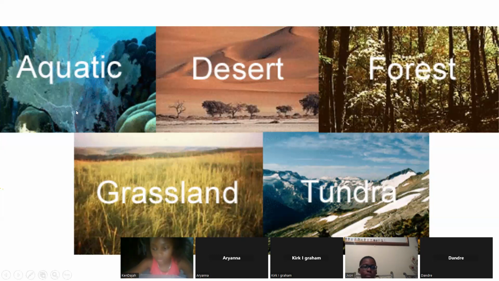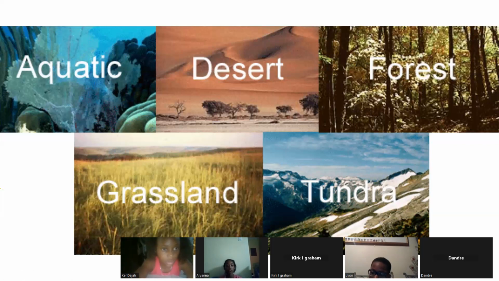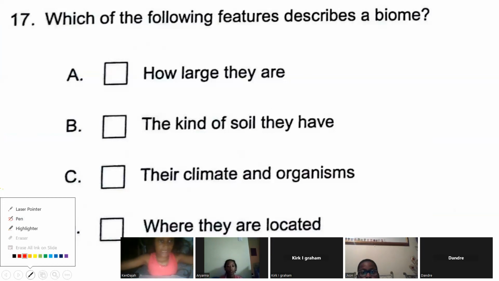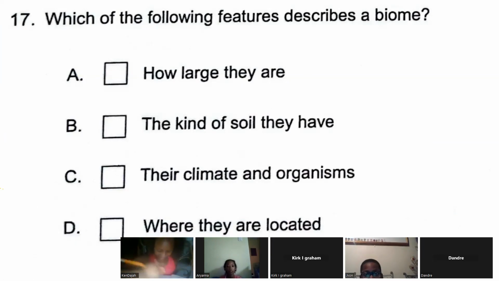So for each biome, the animals are different because there are different climates and various different situations and circumstances that each organism has to adapt to based on where they live. So these are the different biomes. So which features describe a biome? The climate and the organisms define the biome. Okay, so the correct answer is going to be C.